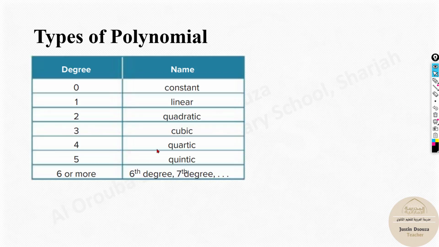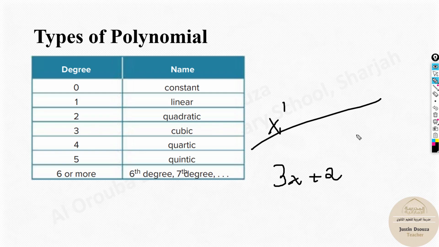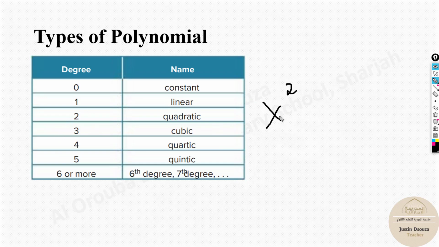Now, before we go into this, we will just look into the basics about the naming. If there is 0 degree, for example x power 0, then it's a constant because this is equal to 1. 1 is a constant, it's a number. Whereas if you have degree 1, it's a linear term, 3x plus 2. When you graph this, you will get a linear graph. So it's a linear type. Whereas power 2 is quadratic, x power 2. Whereas x power 3 is cubic, x power 4 is quartic, then quintic.